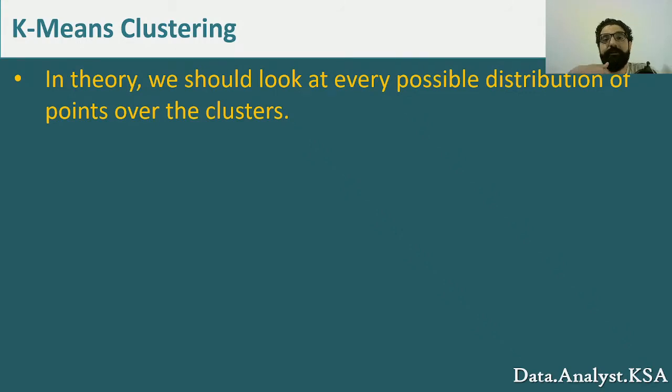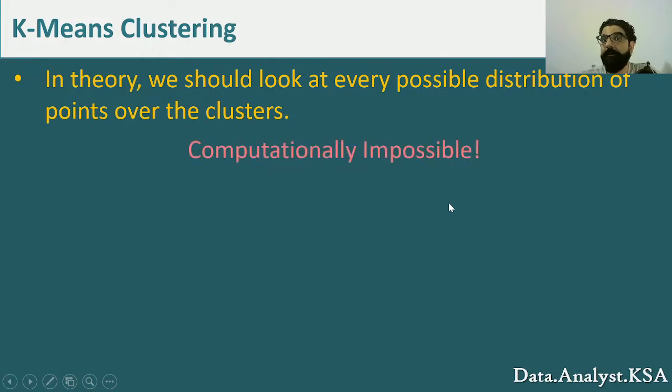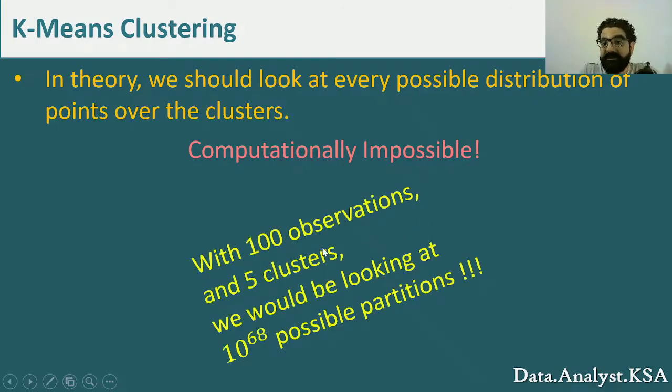If you think about it, this will be too many possible partitionings, because every single point has a chance to be in any of the clusters, and then the second point can be in any of the clusters, and the third point can be in any of the clusters. So this becomes a huge number of partitions, which is computationally impossible, even with the powerful computing that we have right now. In fact, if you only have 100 observations, which is very low for a big data or machine learning problem, and only 5 clusters, you would be looking at 10 to the 68 possible partitionings. So in theory, K-means clustering is almost impossible to do.